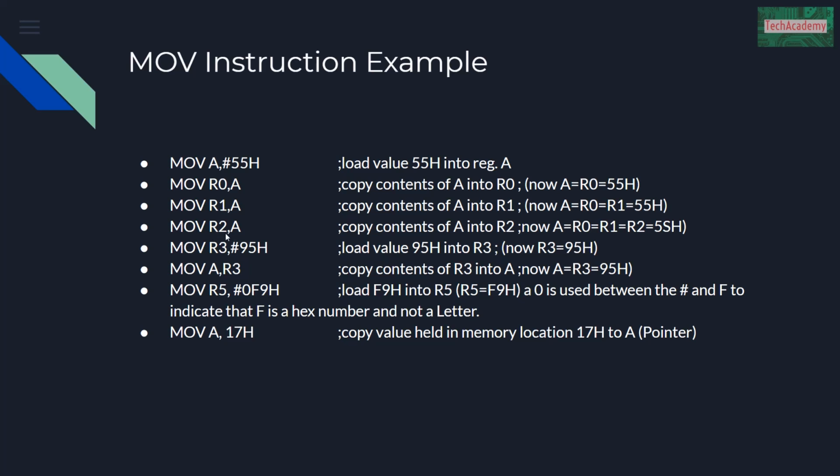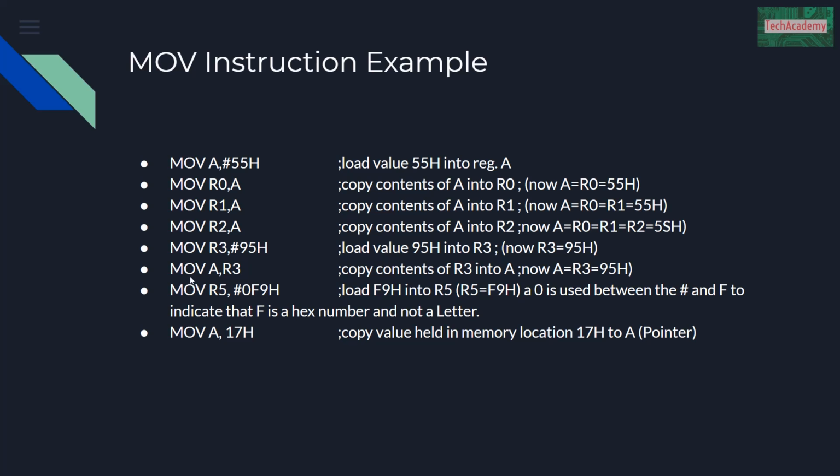Similarly, move R2 comma A. These three examples are similar. So whatever the value is there in the source, that is accumulator, will get copied into R2. Then another instruction is move R3 comma hash 95H. Here the immediate data, that is 95H, will get transferred into R3 register. Okay, so what will be the content of R3? That is 95H when we execute this instruction.